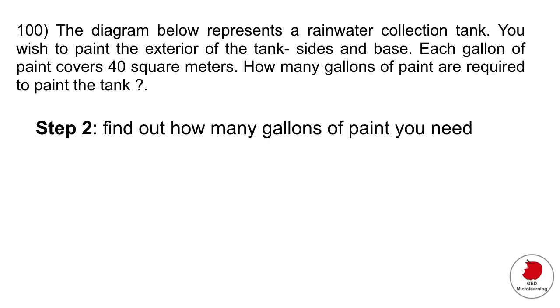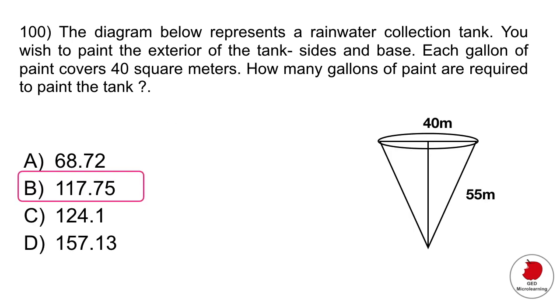And now you're going to have to find out how many gallons you need. It tells us in the question that each gallon covers 40 square meters. So all you would do is take that surface area you just found and divide by 40 square meters. That gives you that value, which is option B.